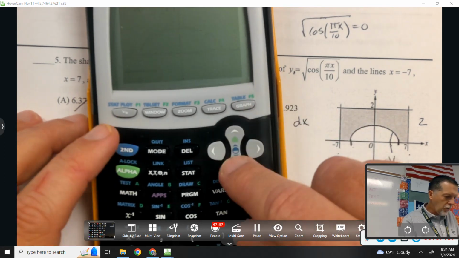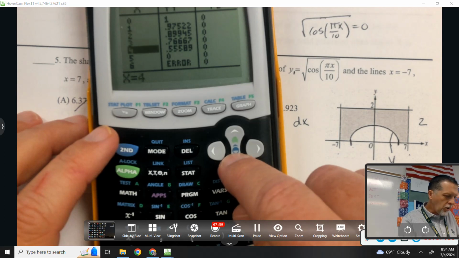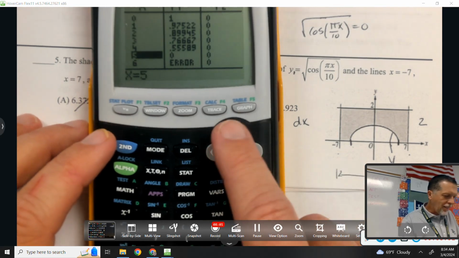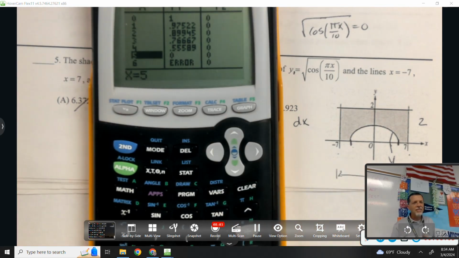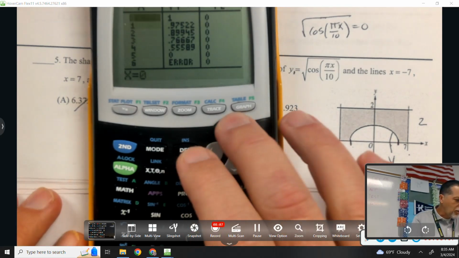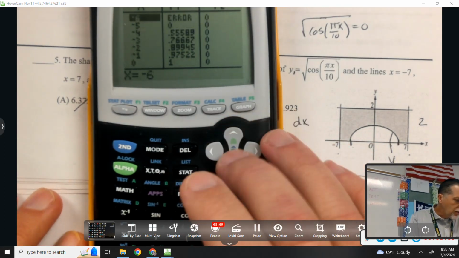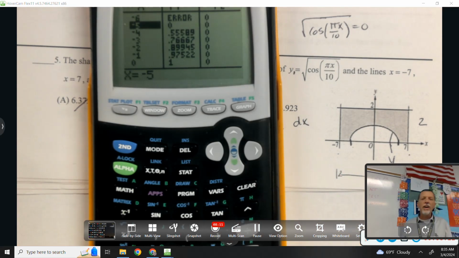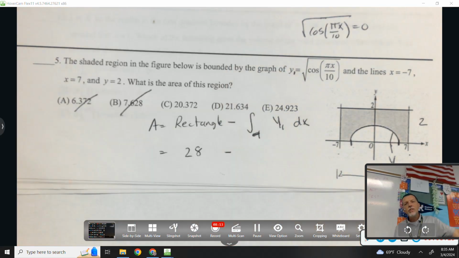Graph, table. So I want to know where. Oh, look at that. Table worked. It hit it at 5, and I assume -5. I guess I should go check to make sure. So we'll go -5 to 5. Good call on the table.